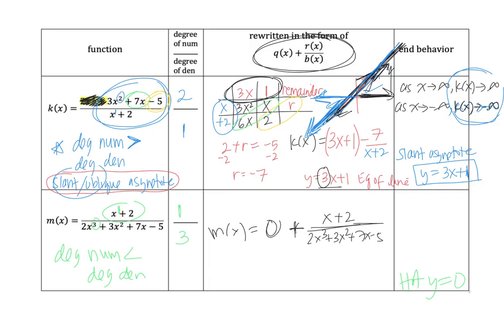It just has this invisible 0 in front, which is indicating what your horizontal asymptote is, which is also indicating what your end behavior is approaching, right? So it's going to approach 0. So when your degree in your numerator is less than your degree in your denominator, you have this 0 you could add there, which is your horizontal asymptote and your end behavior.